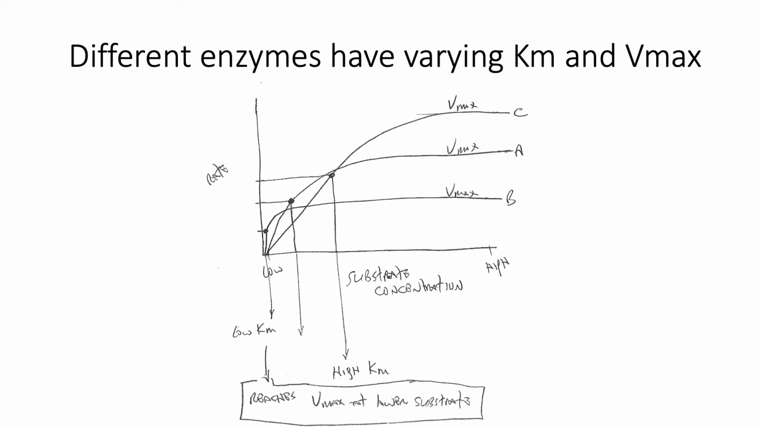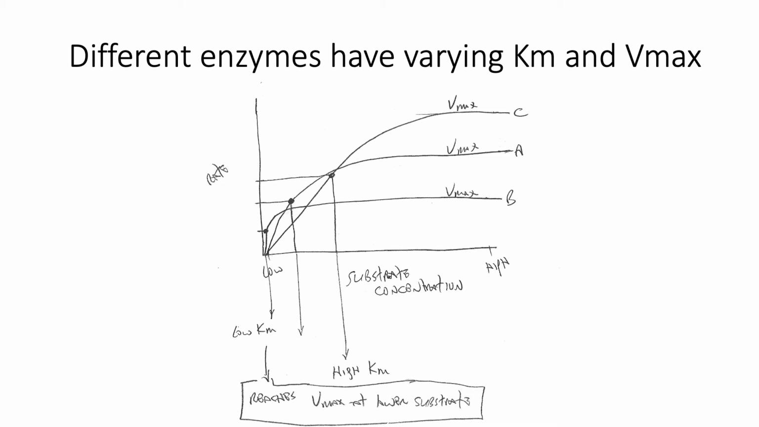Now let's look at enzyme B. Enzyme B has a lower Vmax, so the rate of the reaction is not as quick. But if you look at the Km, which is determined by the 1/2 Vmax, the Km is low. It's a lower substrate concentration, which allows this enzyme to reach the Vmax much more quickly.